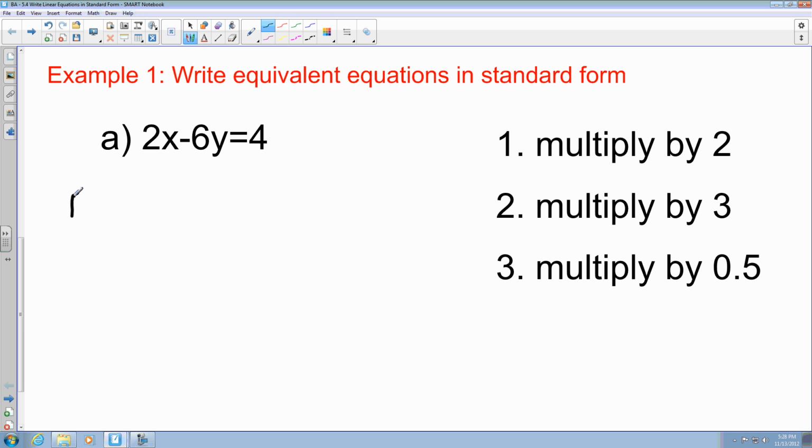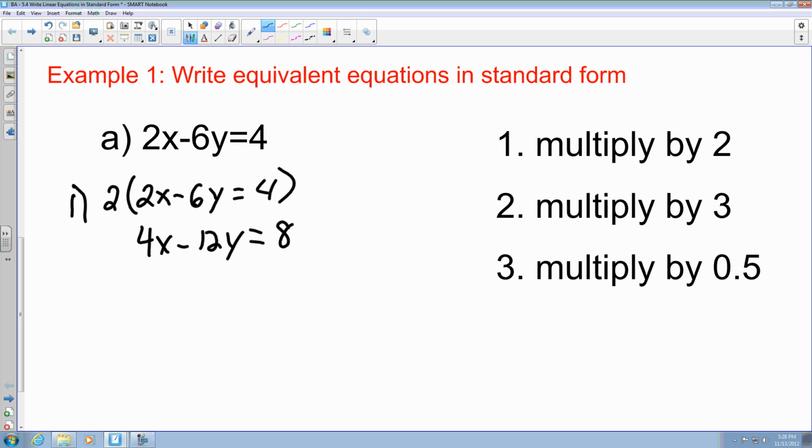So for number 1, when I say multiply by 2, that means I'm going to multiply every value that's in the equation by 2. Thus, that'll give us an equivalent equation. So I'm going to multiply the whole equation by 2. Then if I distribute the 2 to the entire equation, that'll give me 4x minus 12y equals 8.